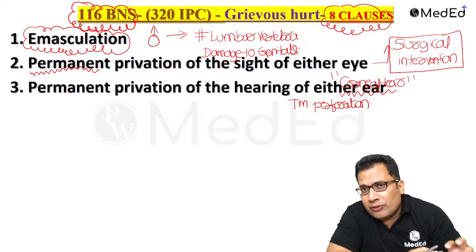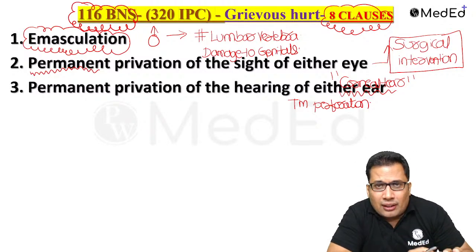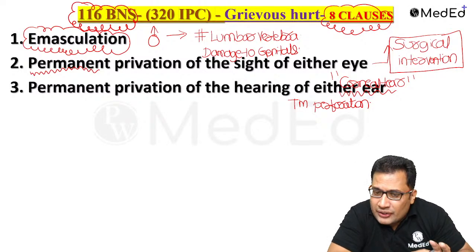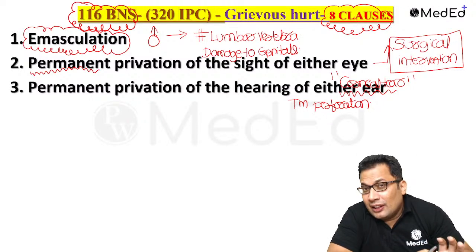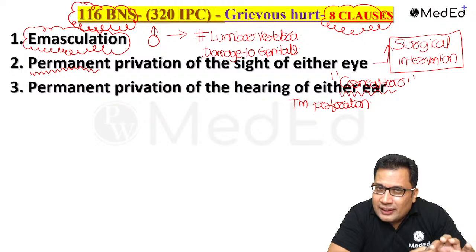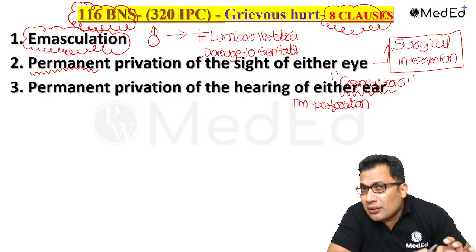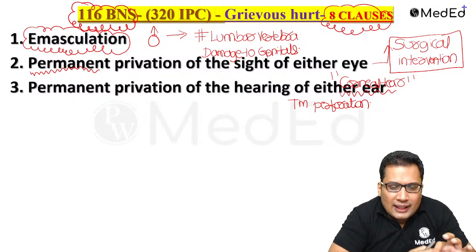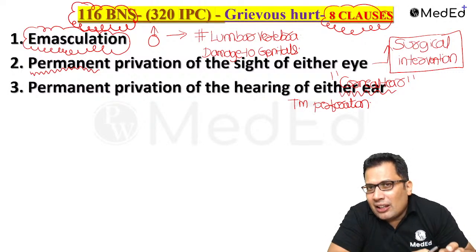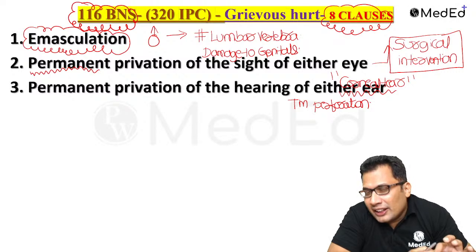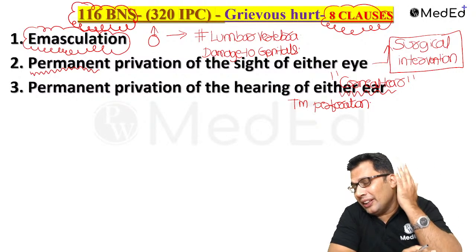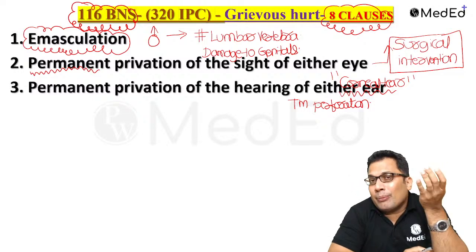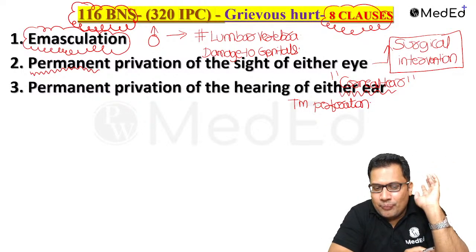Sometimes even after grievous hurt, it can be treated by tympanoplasty or corneoplasty, but still it is a grievous hurt as per 116 BNS. Whether it is treatable or not treatable is not included in 320 IPC or 116 BNS. It is a natural course. What would be the complication? For example, a corneal tear definitely causes permanent loss of vision. It can be grievous hurt. Tympanic membrane perforation, for example from slapping over the ear, can lead to permanent deafness. That is a grievous hurt.